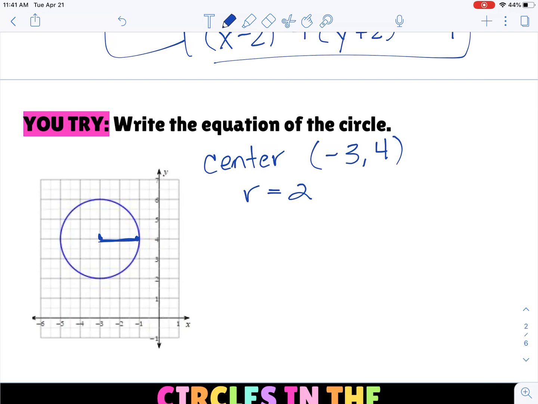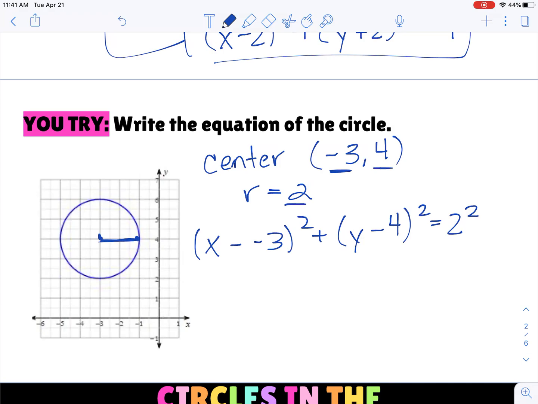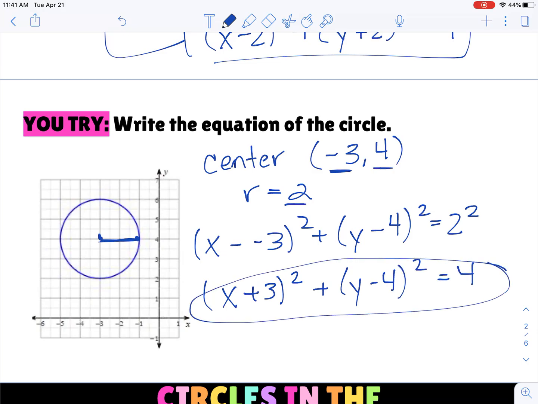It's up to you. Now we write it in standard form. (x minus h) squared plus (y minus k) squared equals radius squared. This is your h, this is your k, this is your radius. You're substituting. Next, you simplify. x minus negative 3 would become x plus 3. y minus 4 can't be simplified, so we leave it, and 2 squared would become 4. So your final answer should be (x plus 3) squared plus (y minus 4) squared equals 4.